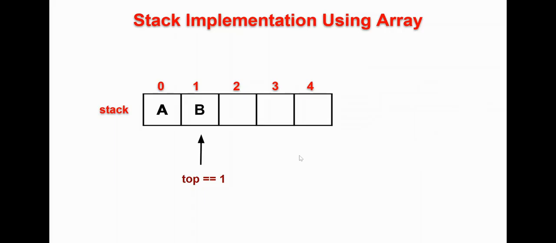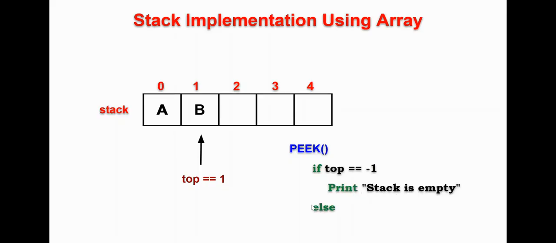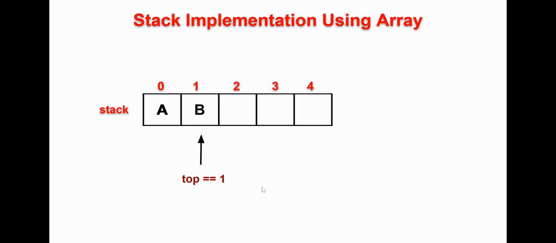Next operation in our stack is peek, which is used to read the topmost element in the stack without removing it. To perform peek operation, first we have to check whether there is an element in our stack. If our stack is empty, we simply print stack is empty, else we print the topmost element. So stack of top, the topmost element value will be printed. Next operation is isEmpty.